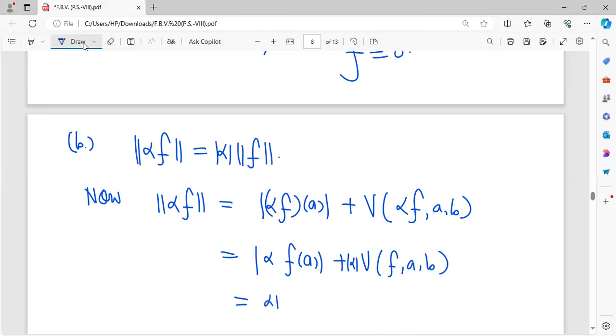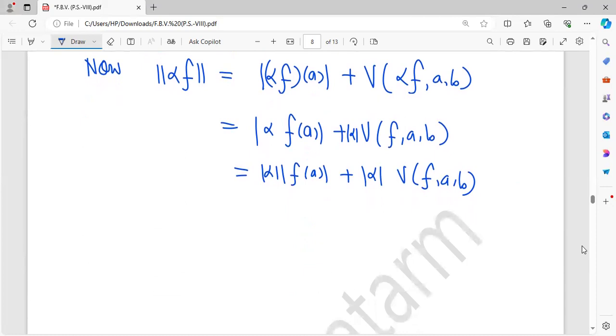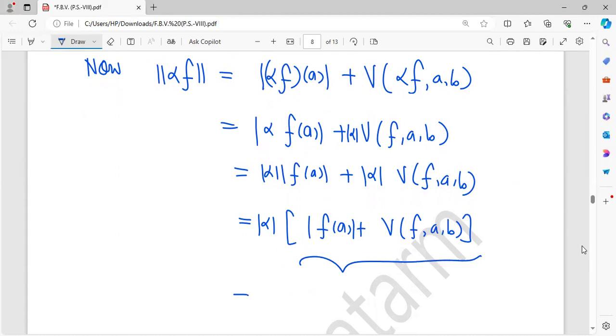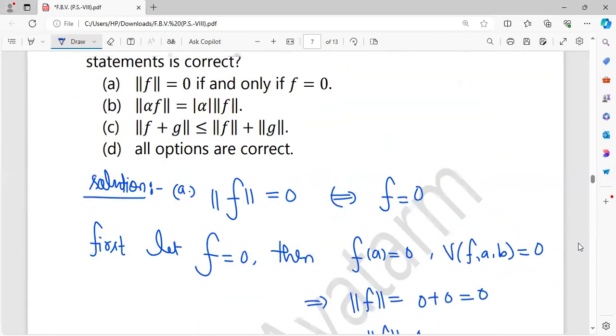You can take the absolute value of alpha common. So this is nothing but the absolute value of alpha times the norm of F. So what we got: the norm of alpha F is equal to the absolute value of alpha times the norm of F. So option number B is also correct.